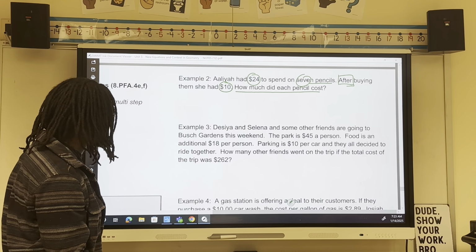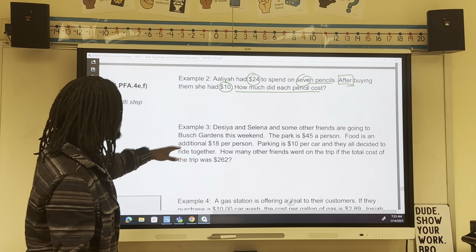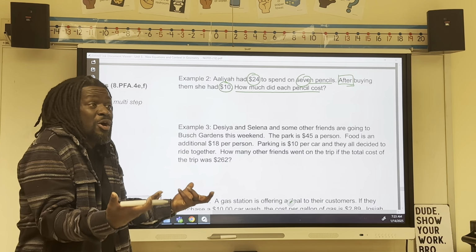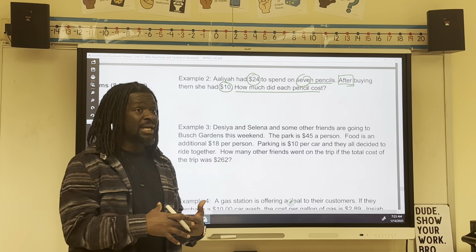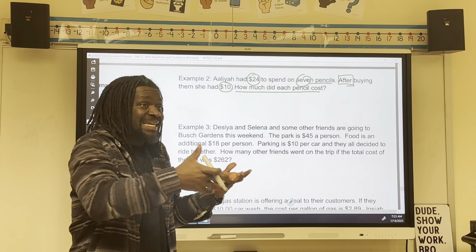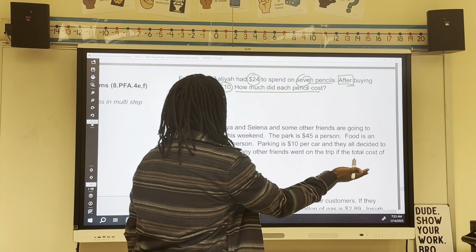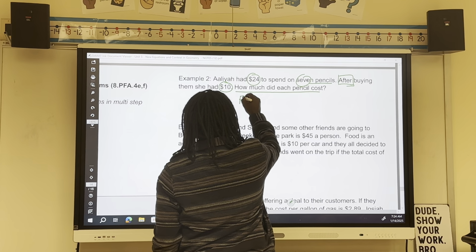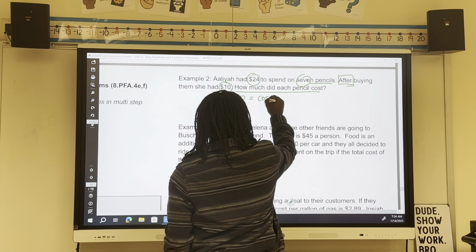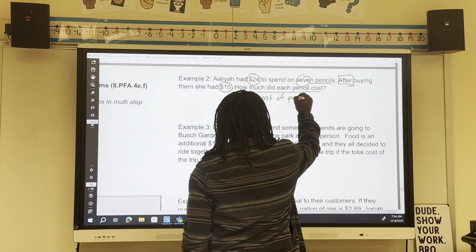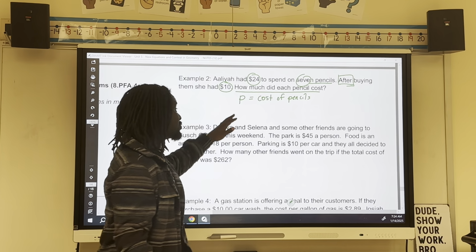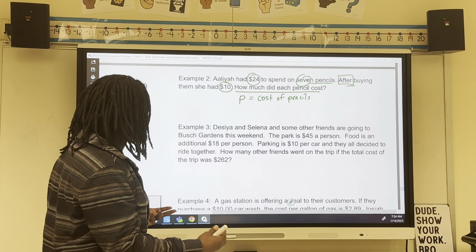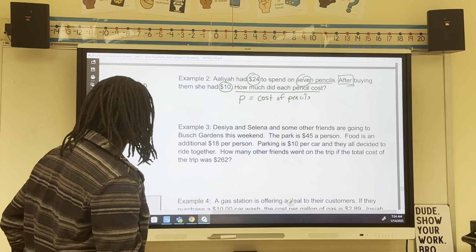All right, and so first I want to identify what my variable is. Well, it says how much did each pencil cost? Well, I don't know that. So a good rule of thumb is whatever I don't know, whatever I'm finding, is oftentimes the unknown. That is the variable. So the variable is going to be P, which is the cost of the pencils. If you chose a different letter, maybe you said C, that's totally fine. But the cost of the pencils is what's unknown, and that is what we're looking for.